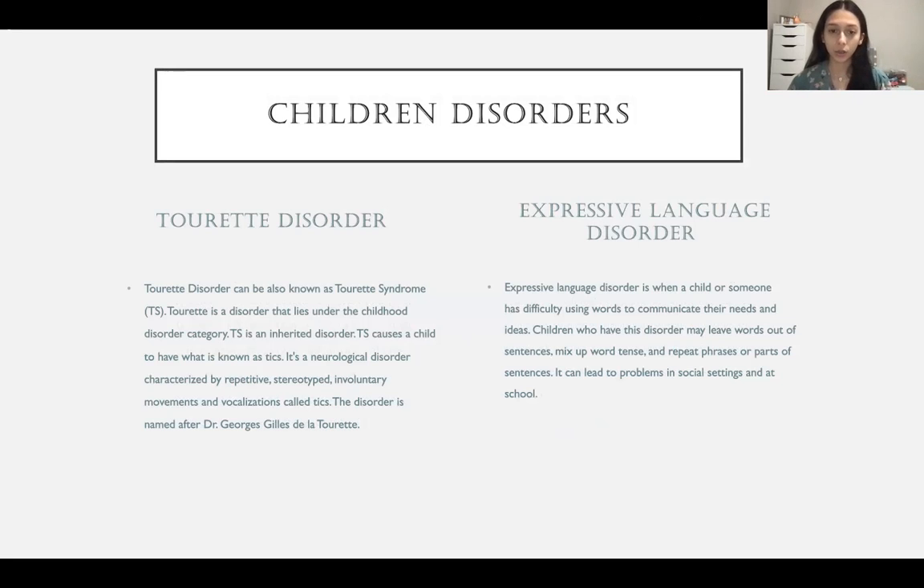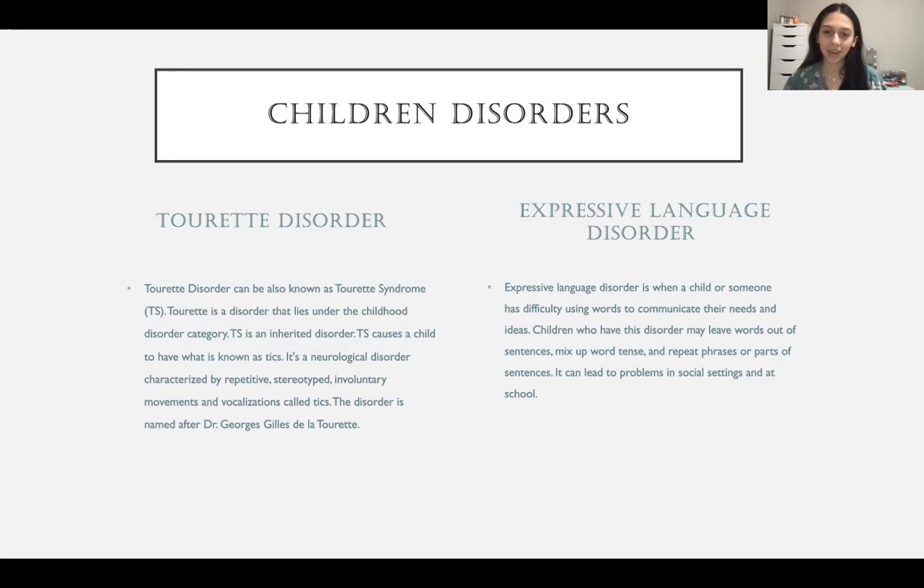TS is an inherited disorder. TS causes a child to have what is known as tics. I will explain tics further into the presentation. It's a neurological disorder characterized by repetitive, stereotyped, involuntary movements and vocalizations. This disorder is named after Dr. Georges Gilles de la Tourette. I felt like this was a fun fact to put in there because I find it very fascinating where you get the names of a disorder, or just things in general, from.